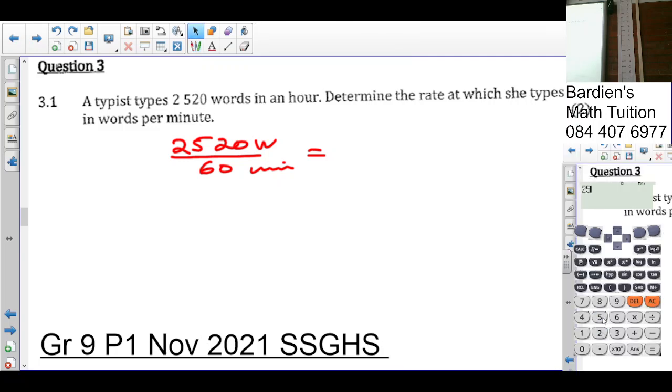So 2520 divided by 60 gives 42 words per minute. Okay, any confusion there? No? Okay. Alright, what's happening to our calculator today?